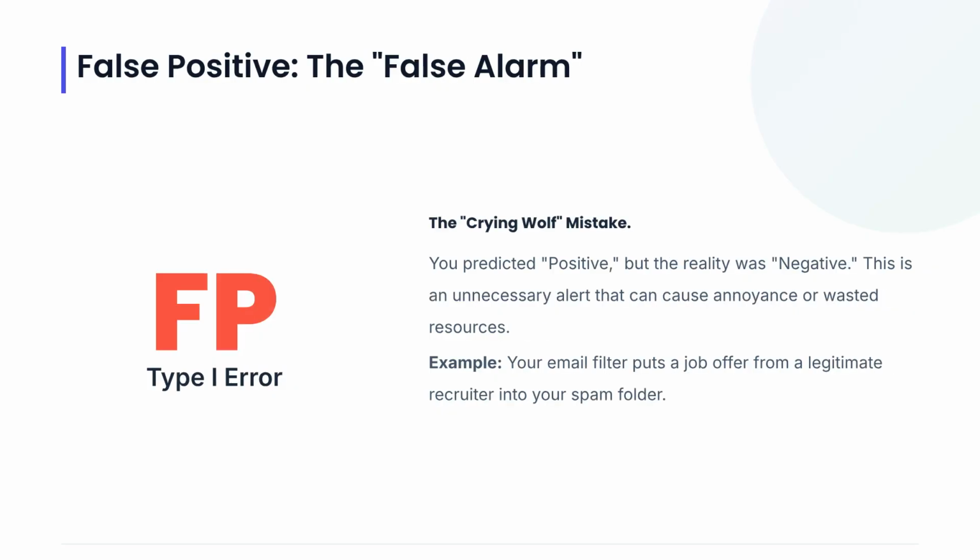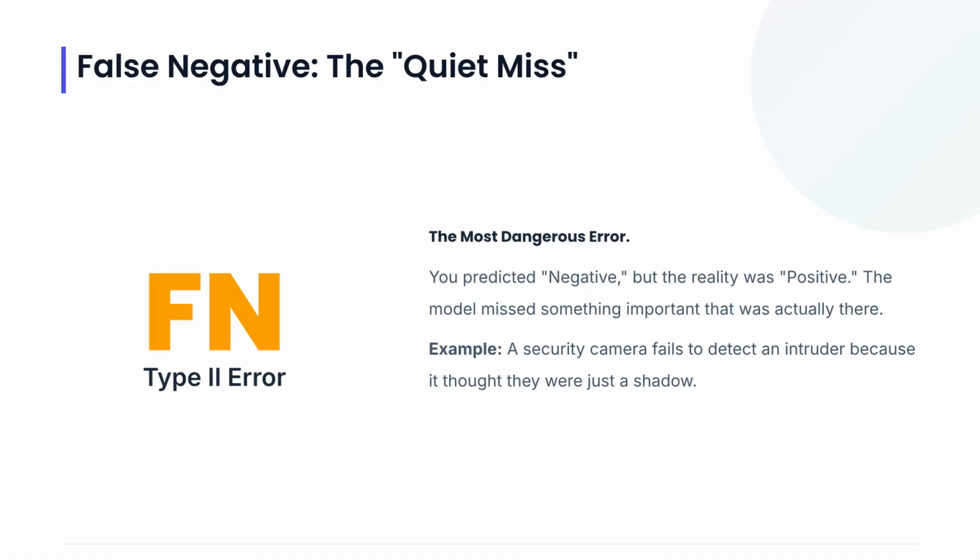A false positive, or FP, is a type 1 error, also known as the false alarm. You predicted positive, but the reality was negative. This is an unnecessary alert, such as legitimate mail incorrectly flagged as spam. A false negative, or FN, is a type 2 error and often the most dangerous. You predicted negative, but the reality was positive. The model quietly missed something important, like a security system failing to detect an intruder.